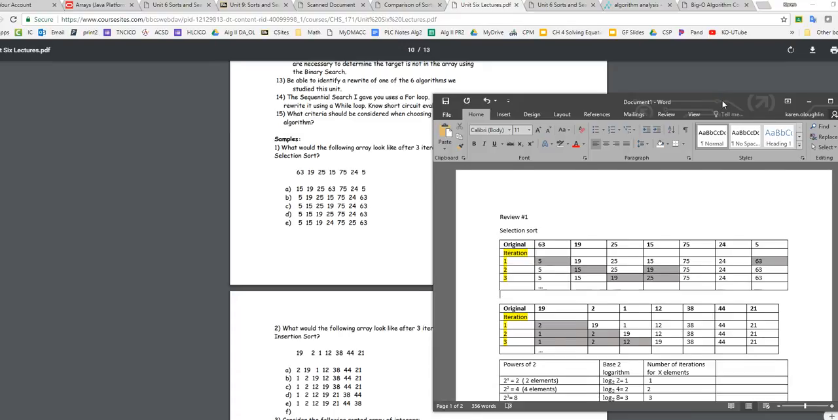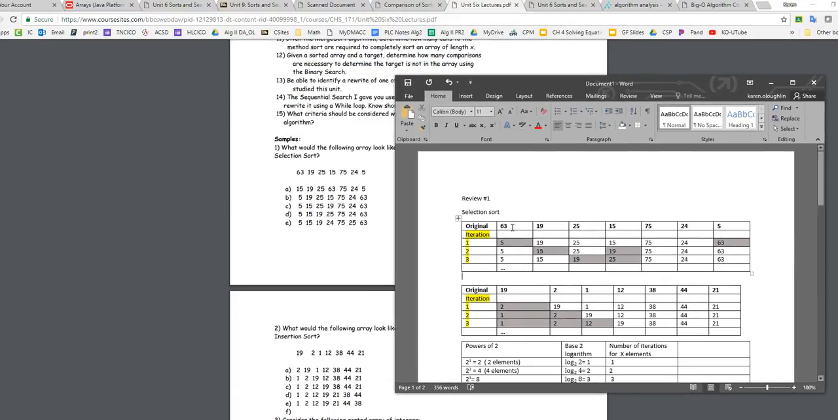And what I did was I copied over those questions and I put the original array here and then traced the algorithm, so to speak. So a selection sort goes through and it finds the smallest number first. So it's going to find this 5, and then it does a swap. It swaps it with the first index. So the 5 and the 63 get switched on the first iteration.